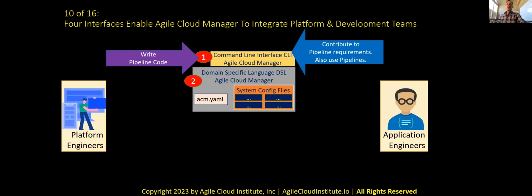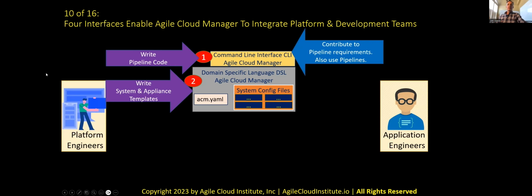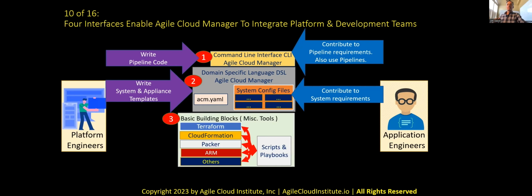At the next level, you have the modeling of the systems and the appliances that we've discussed in prior slides, where you have the Agile Cloud Manager's domain-specific language that has an appliance template in a file called acm.yaml that might only be a few lines that list system configuration file names, and then you have all of these system configuration files. At the level of these objects, your platform engineers write system templates, they write appliance templates, and your application engineers can contribute to the requirements for systems and for appliances.